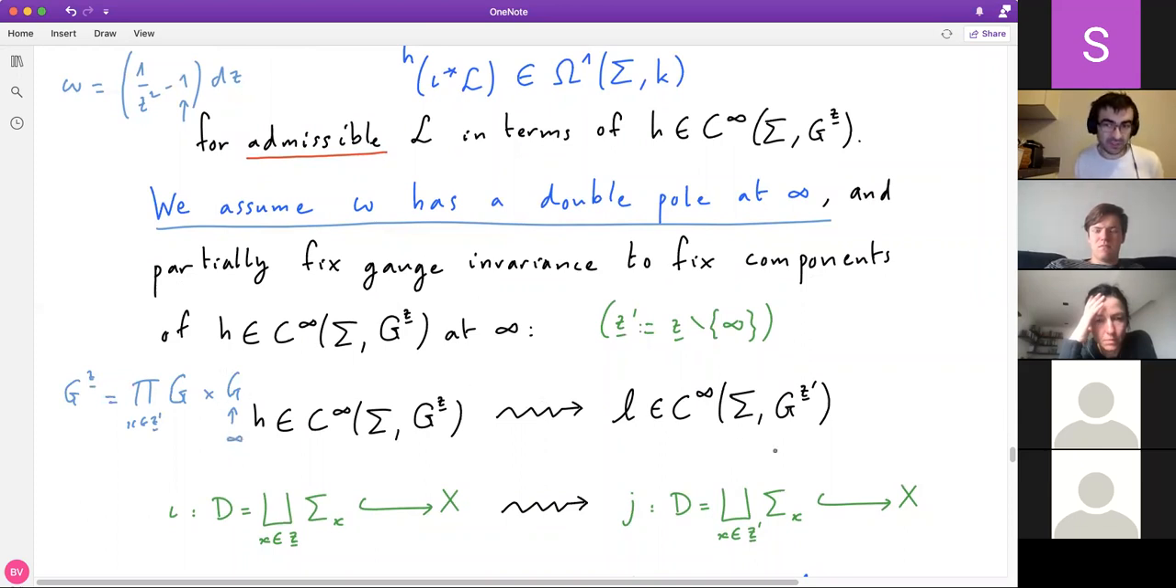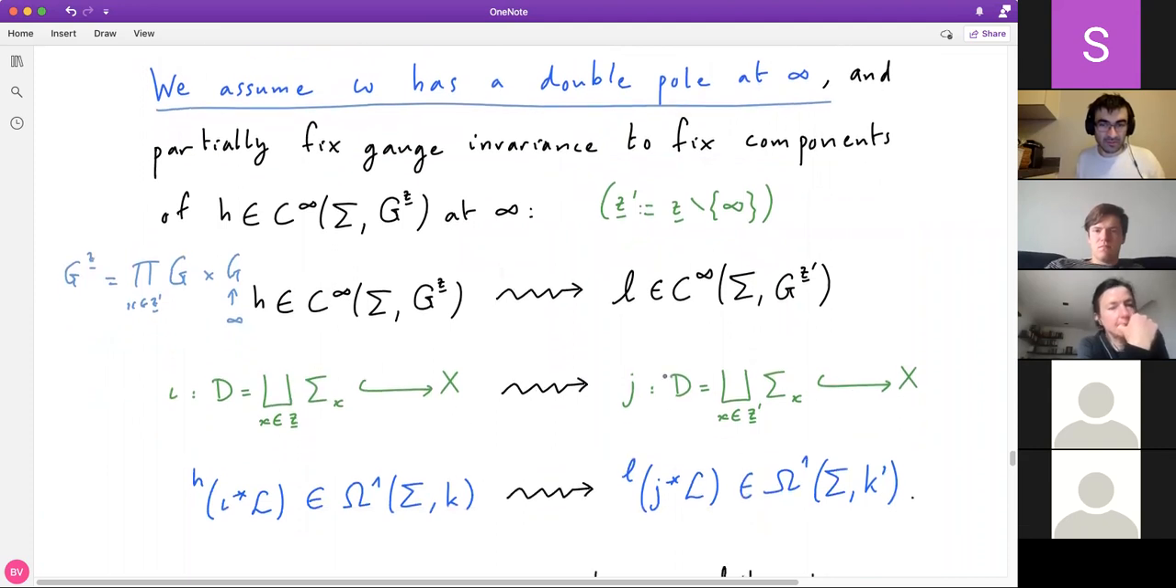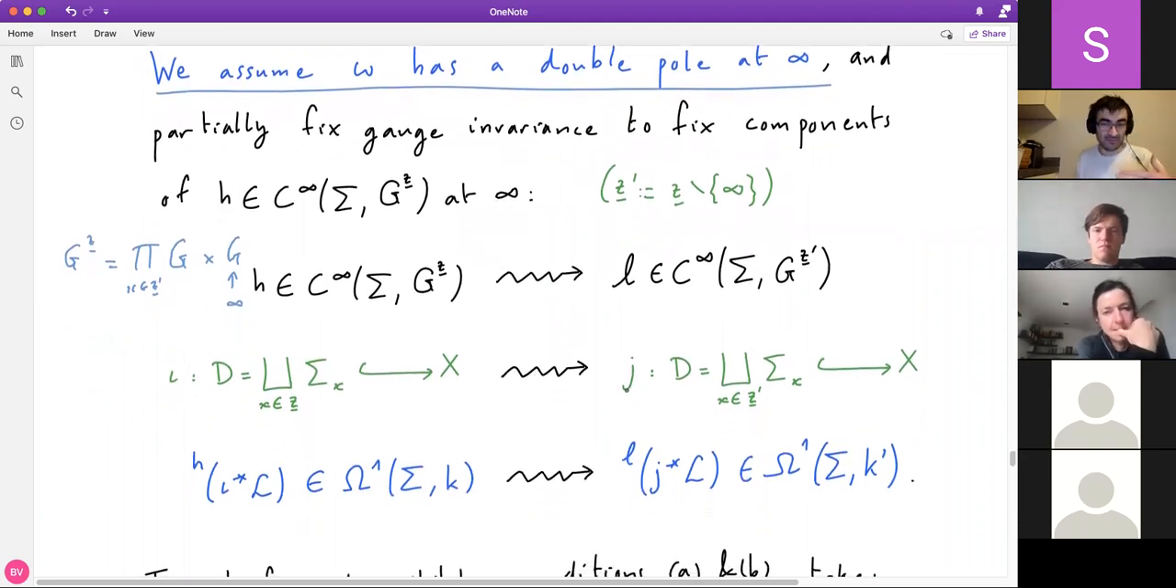So what I'm left with is just a defect field valued in some smaller defect Lie algebra, which is associated to all the surface defects except the one at infinity. I then also introduce the notation for the pullback to the surface defects, but not the one at infinity. So this is not quite D, it's some D prime. It's a different union. I don't include the surface defect at infinity.